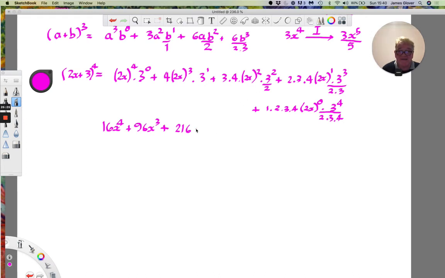x squared plus, now I'm going to cancel through here, and then you get 27 times 8 again. It's another 216x, and then at the end we've got a 1 here. The 2, 3 and the 4 cancel, and we're just left with 3 to the power of 4, which is 81. And there we have it.